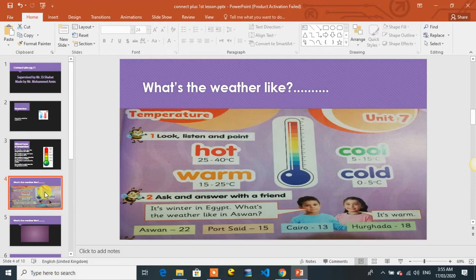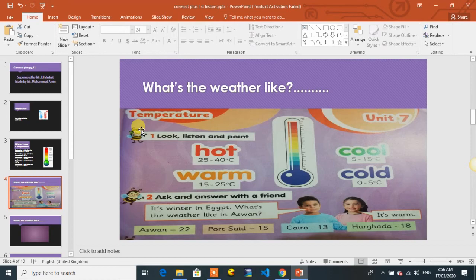Here is a very important question. It's a very important question and the students have to understand it and know how to ask it and answer it, because in the exam they may be asked something like this. We will get a passage, and they may be asked what is the weather like in England, what is the weather like in Cairo, and we will see Cairo here and Aswan, as you see. So what is the weather like? Meaning, how is the weather?